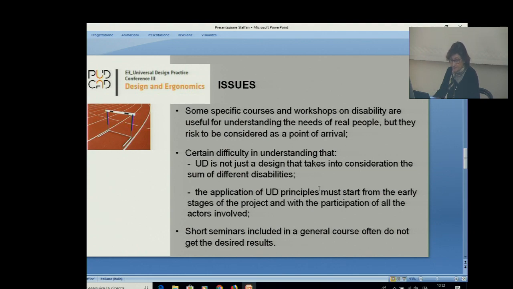Short seminars, including in a general course, often do not get the desired result. This is because it takes a certain path and a certain amount of time in order to take in the basic concept of design for special needs and design without barriers, and then move to the concept of universal design.